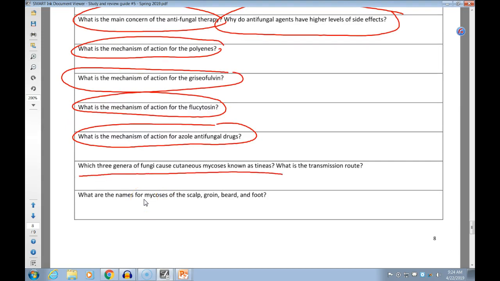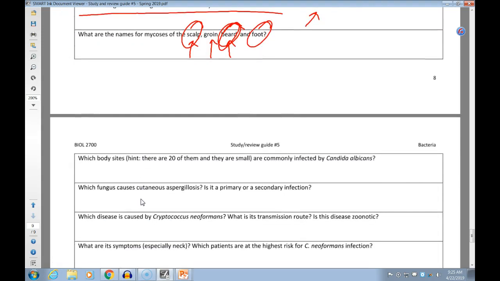Three genera: Microsporum, Epidermophyton, Trichophyton. Transmission route: contact. Scalp: Tinea capitis. Groin: Tinea cruris. Beard: Tinea barbae. Foot: Tinea pedis. Know that. That's fine. Forget about groin.